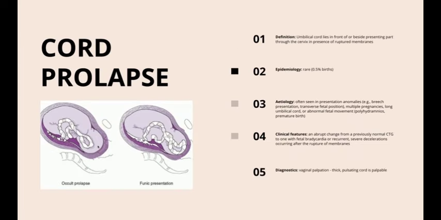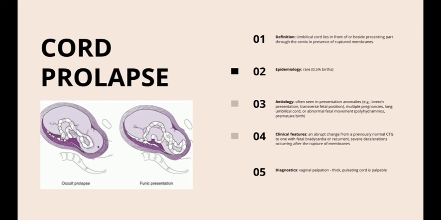So now let's talk a little about cord prolapse. There are two kinds of cord prolapse. There's a cord and fundic presentation. A cord prolapse is when the umbilical cord lies in front of or beside the presenting part through the cervix in the presence of ruptured membranes. So the cord can get compressed, and that's an emergency because the baby is still dependent on receiving that cord blood. This is quite rare, but happens in around 0.5% of births.